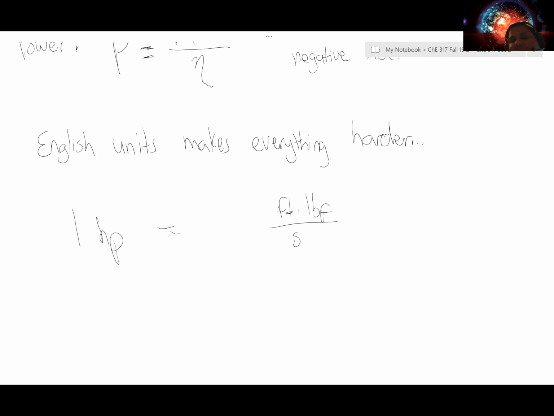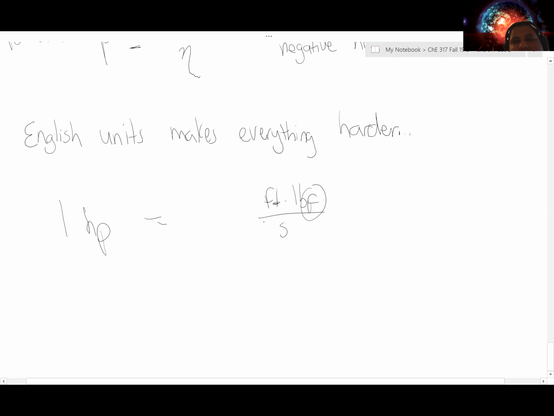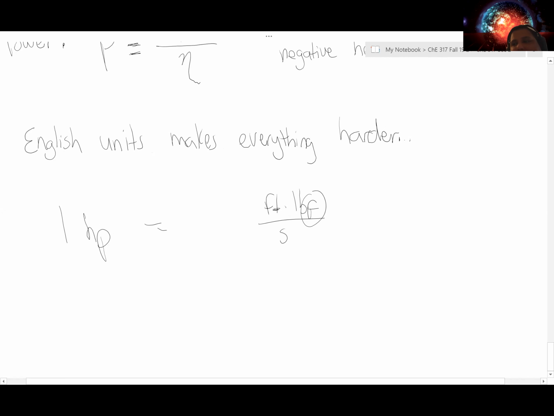When doing your conversions, note the force. A lot of times when you're looking at work, it's going to be in foot-pounds. So just make sure you do the necessary conversions a la G sub C to change your pound mass into pound force.